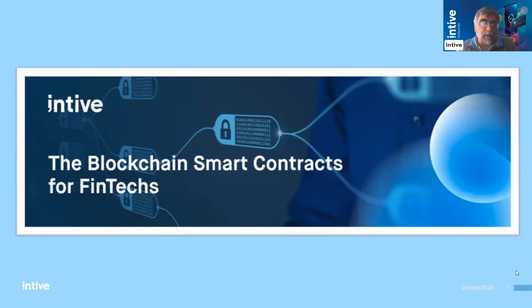Our speakers today are Rodrigo, who is one of our senior principal software engineers and blockchain expert, and Pablo, who is one of our Scrum Master product owner, who plays an instrumental role in our blockchain chapter. Today, they will drive us through blockchain, smart contracts, and smart contract applications.